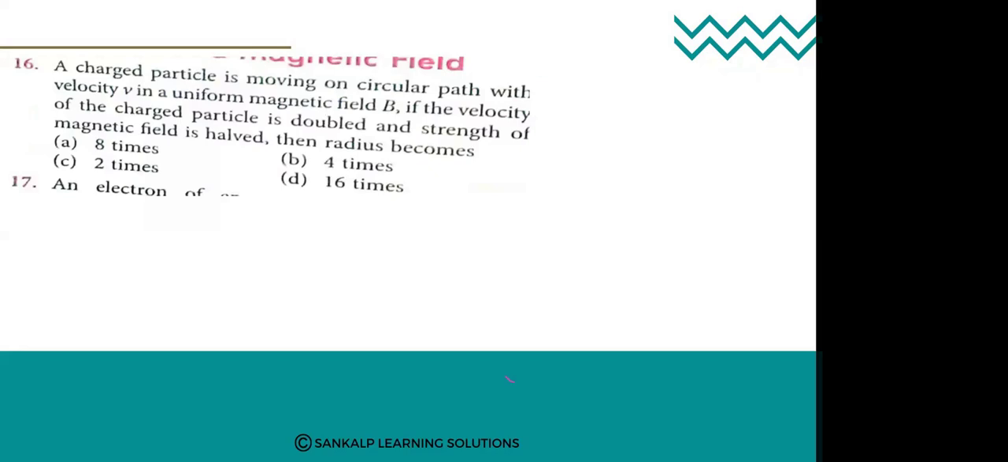Next, a charged particle is moving on a circular path with velocity v in a uniform magnetic field B. If the velocity of the charged particle is doubled, and the strength of the magnetic field is halved, what happens to the radius? In the previous question I told you about the circular path. Regarding that only this question is there. One experiment. Okay, cyclotron. Yes, cyclotron is deleted. The previous concepts we will study later.